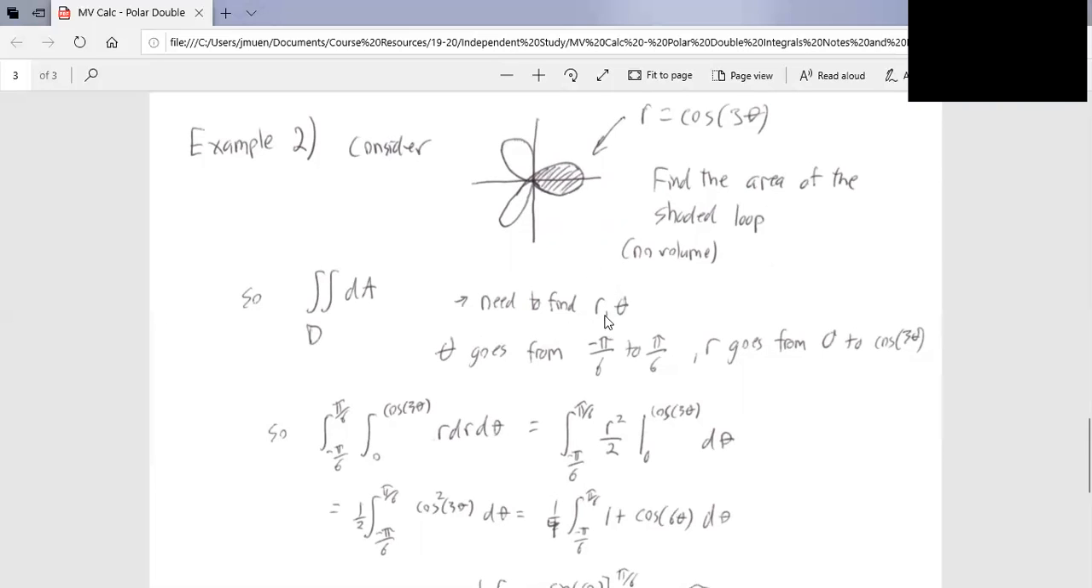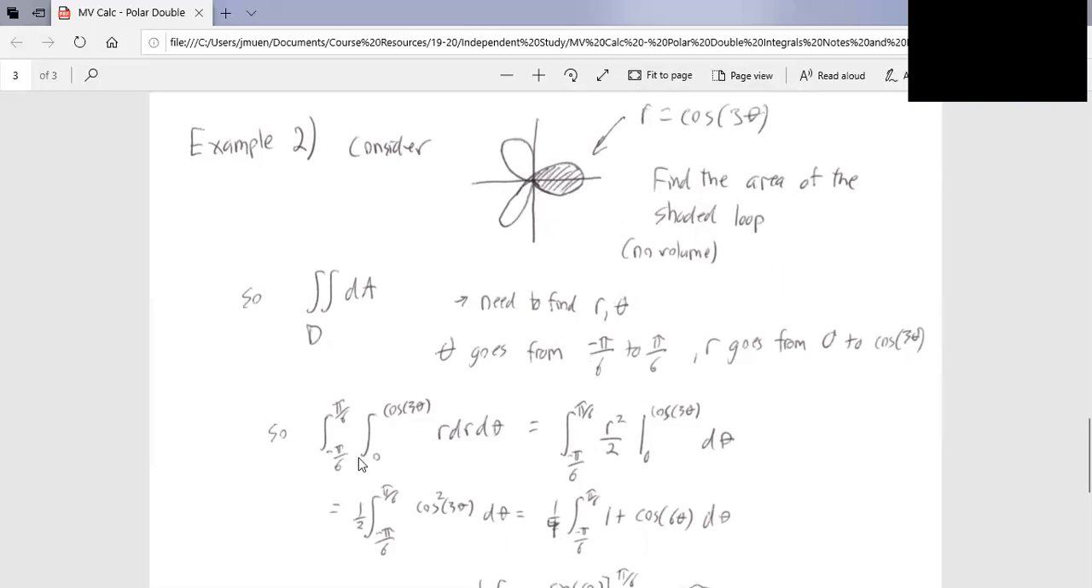So we need both r and theta here, but these are not that hard to find. Theta goes from negative pi over 6 to pi over 6. That's just where this is going to be defined, where cosine of 3 theta is going to be greater than 0. So there and there, easy enough. R goes from 0 to cosine of 3 theta. Well, yeah, it kind of has to. R is anywhere starting from 0 out to wherever it hits the end of this loop.